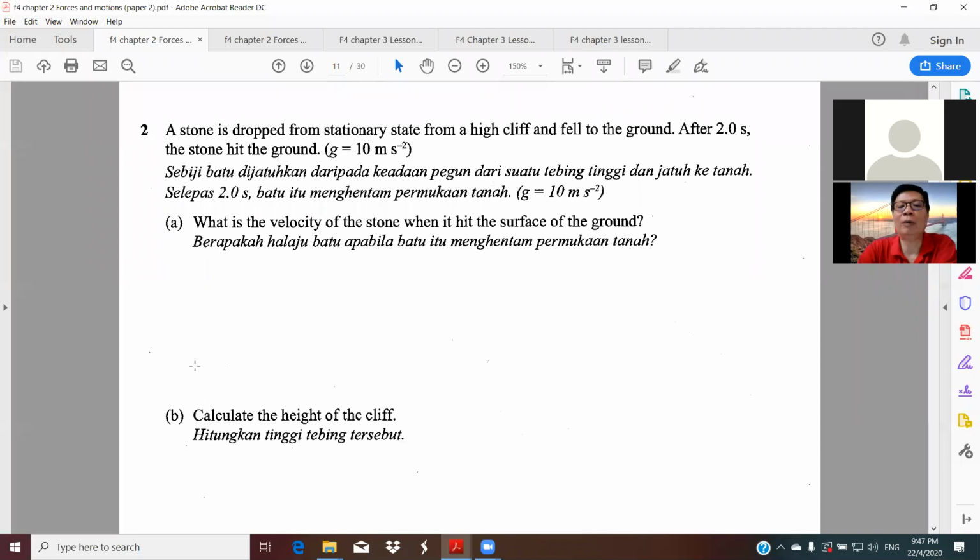Caleb, what formula lah? Caleb, can you answer? What is the velocity of the stone when it hits the surface of the ground? What formula? Ong Chao Sian, are you there? What formula? Okay, now you're too shy. I don't want to ask you all, huh?